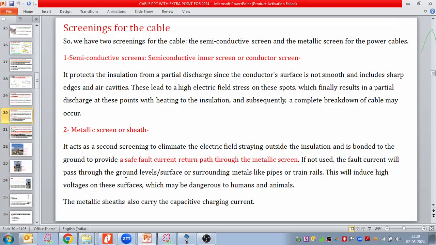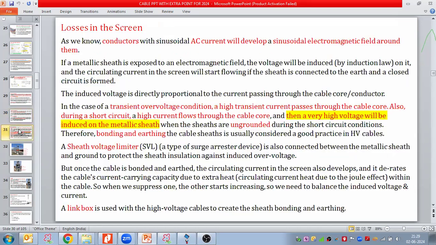Second, whatever capacitive charging current we have in the cable, those capacitive charging currents also flow through the metallic screen or metallic sheath of the cable. So I'm just comparing that we have two screenings. What is the purpose of both screenings? Now let us see in detail the metallic sheath or metallic screen which is applied over the insulation.